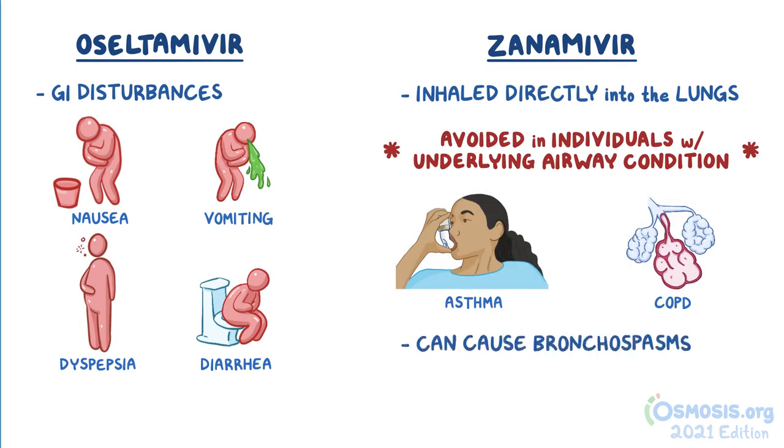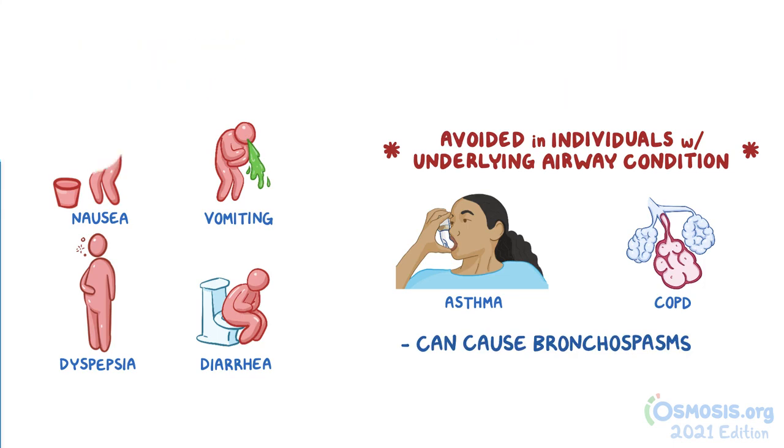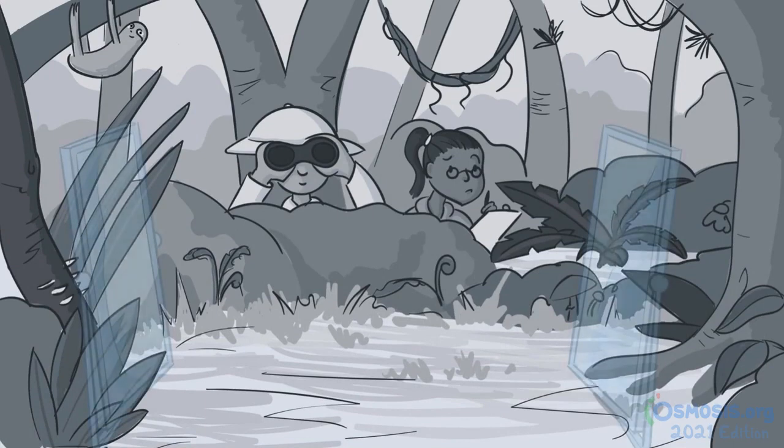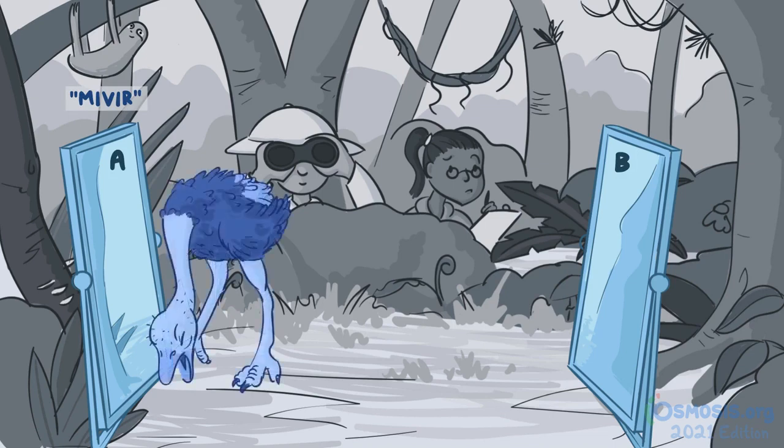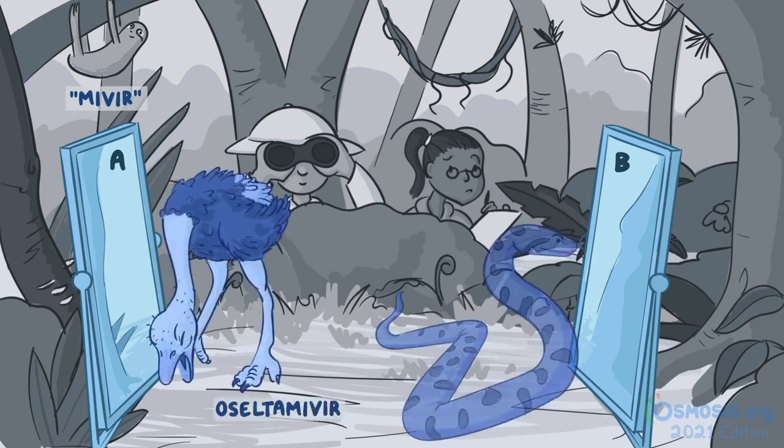Now, we want to make a simple and fun mnemonic that'll help you efficiently memorize and retain all these pharmacology facts. Alright, so let's go to the jungle, where scientists have put up 2 mirrors to study how animals react to their reflection. The mirrors help you remember that neuraminidase inhibitors end in mivir, and one's labeled A and the other's labeled B, since they're used to treat and prevent influenza A and B infections. Alright, for the specific drugs, let's use an ostrich for oseltamivir, and an anaconda who's coiled into a Z shape for zanamivir. And they're both checking out the mirrors.